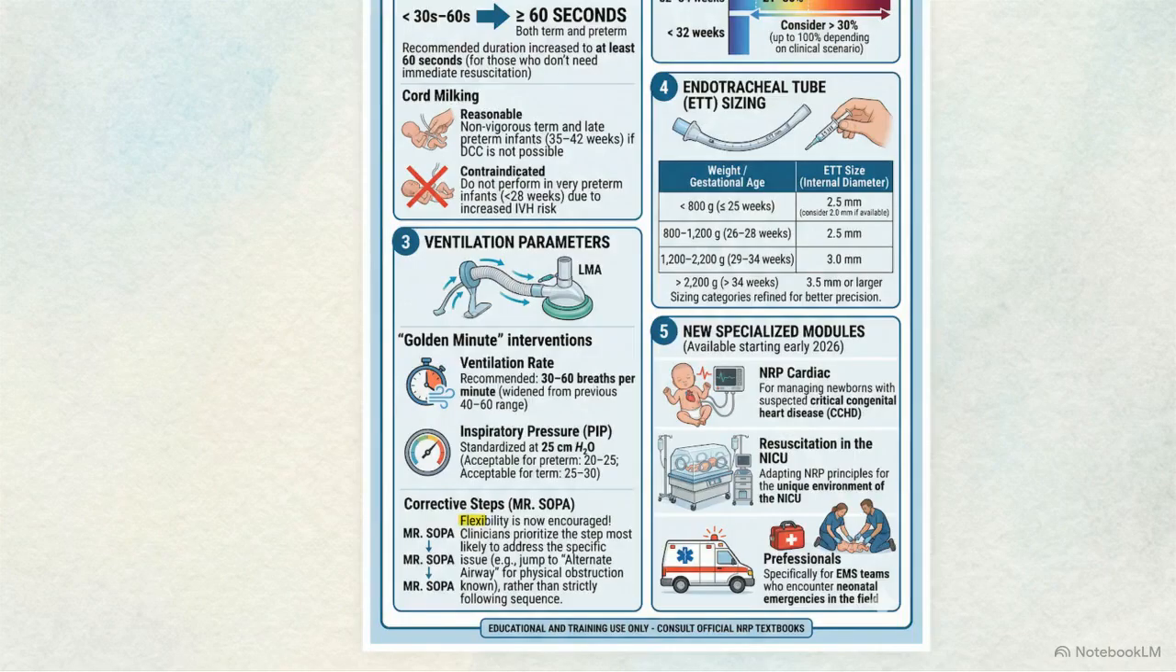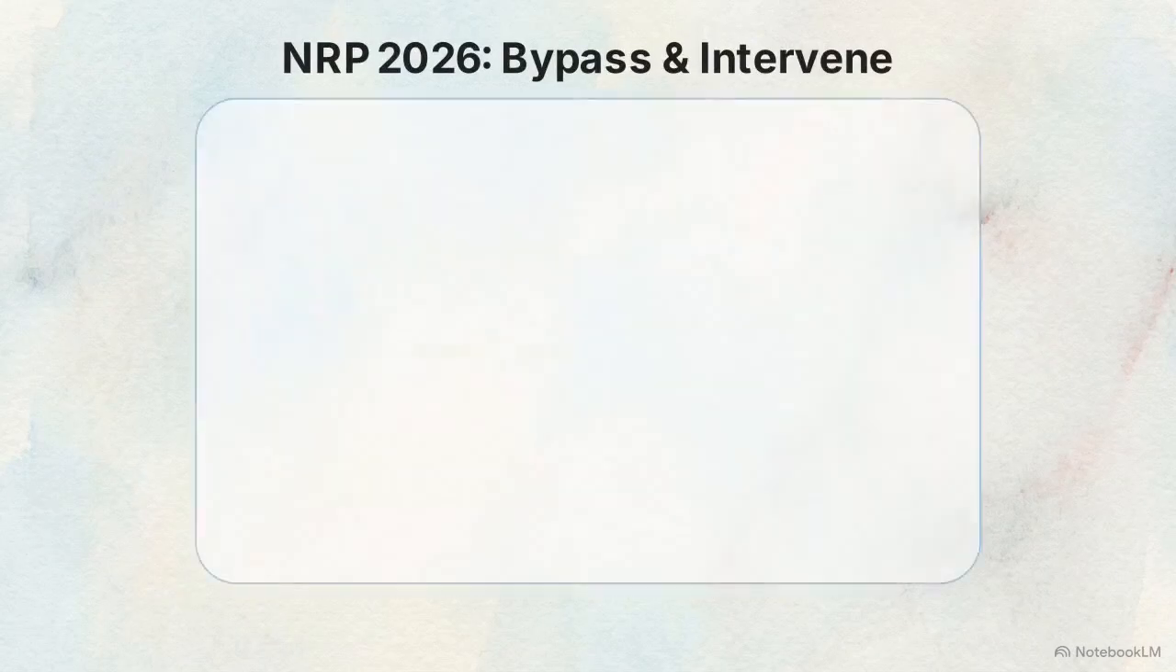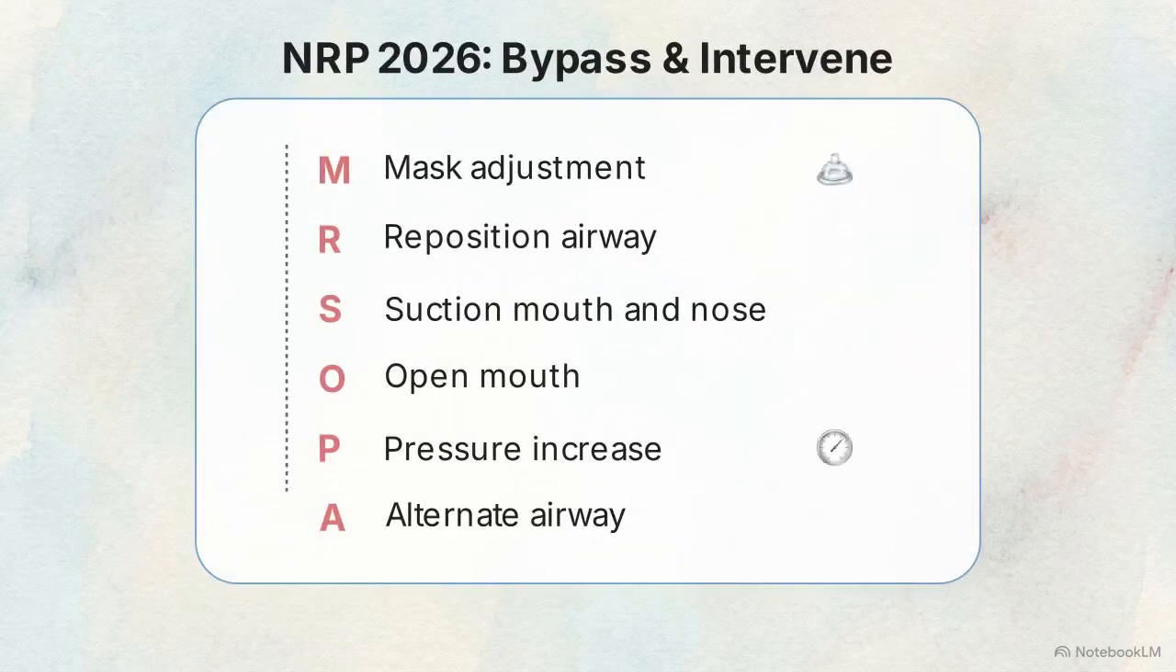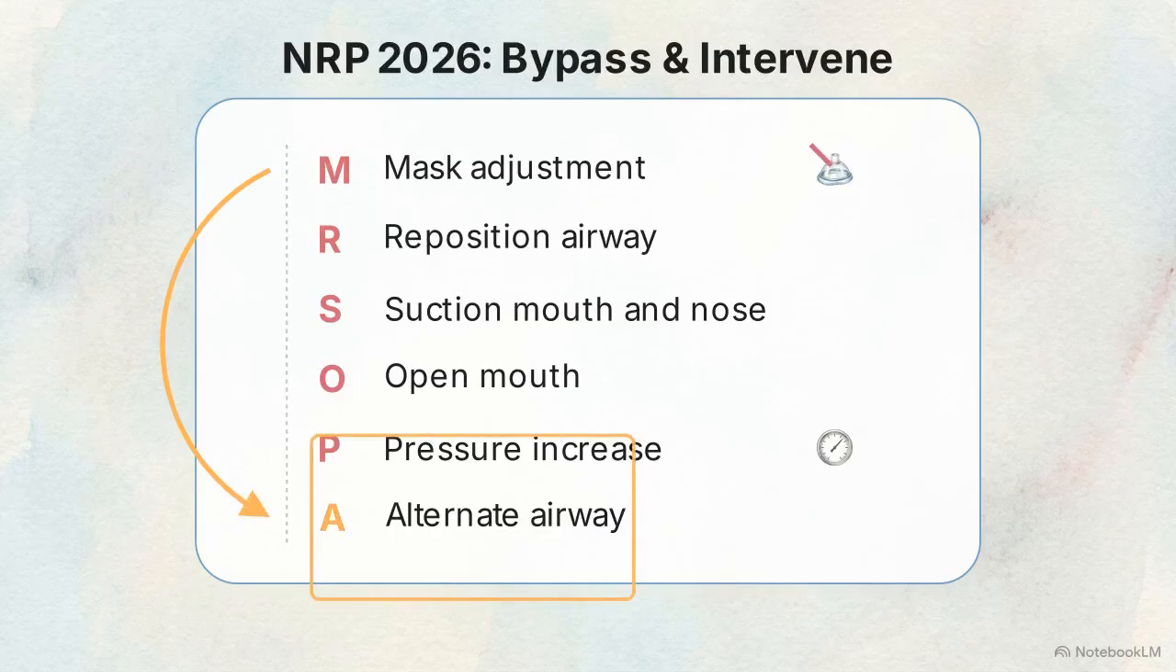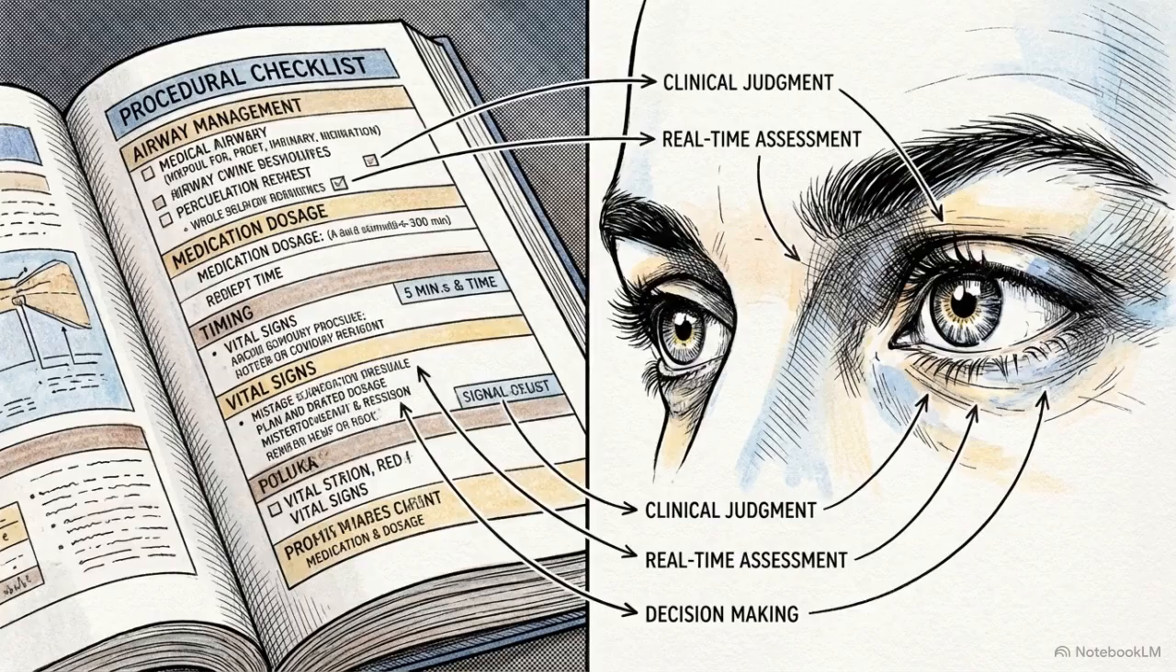The 2026 protocol actively discourages blindly following this sequence in order. Clinicians are now mandated to bypass steps entirely. If a physical obstruction is obvious, the practitioner must immediately jump to the intervention most likely to solve it, rather than wasting time adjusting a mask. By dismantling the sequence, the protocol prioritizes clinical judgment over rote memorization to save precious seconds during a hypoxic crisis.